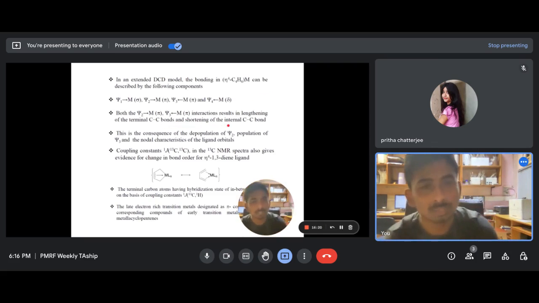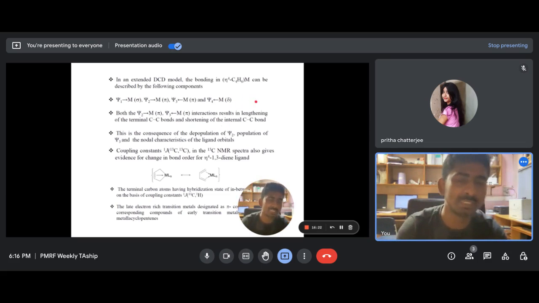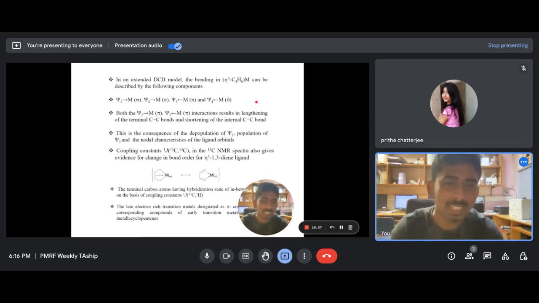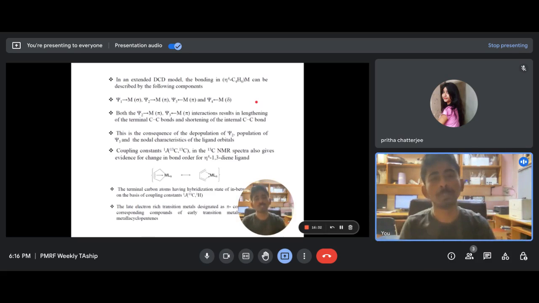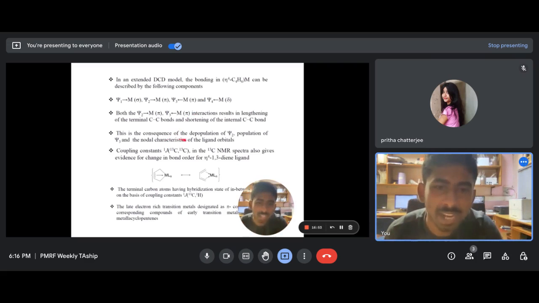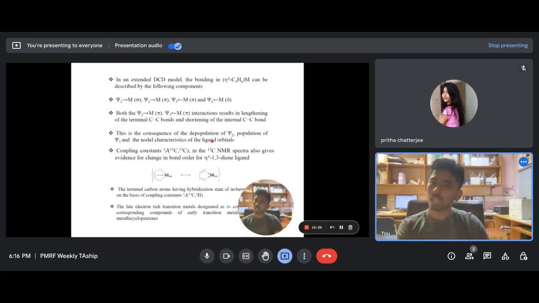In the same manner, the shortening of the internal CC bond will also occur, because if the two CC bonds on the terminal sides are getting lengthened, then automatically the internal CC bond will be shortened. So that bond will be even stronger. This is the consequence of the depopulation of Psi2, because from Psi2 the electrons are getting thrown to the metal pi. That's why there will be depopulation of Psi2. There will be population of Psi3, because on the metal pi there will be a back donation of electrons to the LUMO, that is Psi3, and the nodal characteristics of the ligand orbitals.